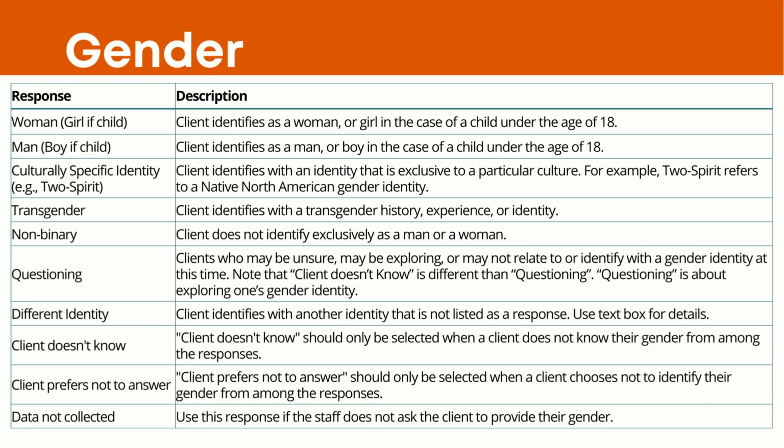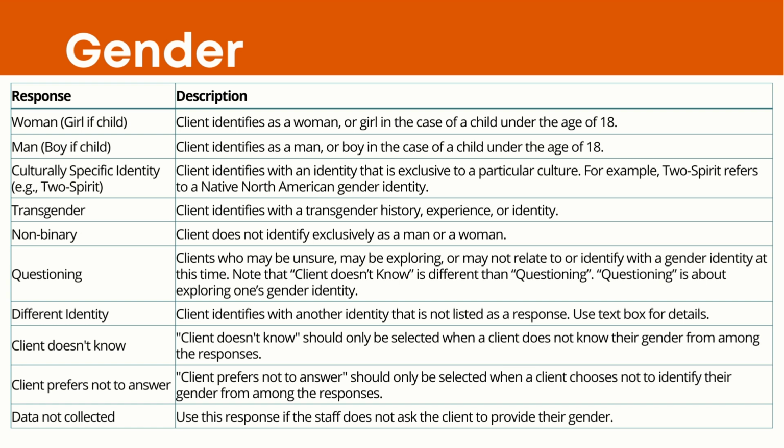Culturally specific identity: client identifies with an identity that is exclusive to a particular culture. For example, two-spirit refers to a Native North American gender identity. Transgender: client identifies with a transgender history, experience, or identity. Non-binary: client does not identify exclusively as a man or a woman.